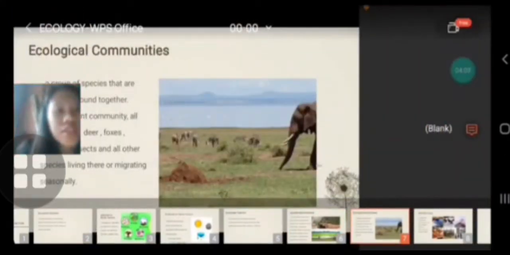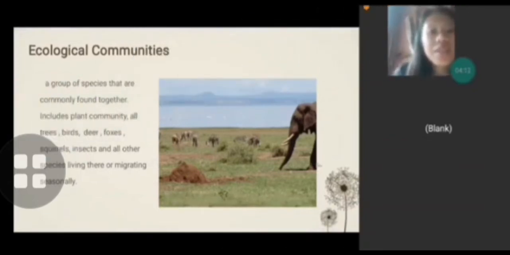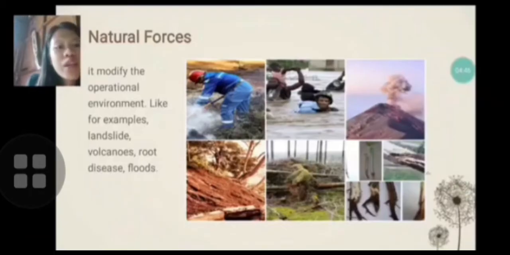Ecological communities. When it's about ecological communities, it is a group of species that are commonly found together. It includes the plant community, all trees, birds, deer, foxes, squirrels, insects, and all other species living there or migrating seasonally. An example of this in the picture is natural forces, which modify the operational environment, like landslides, volcanoes, root disease, and floods.